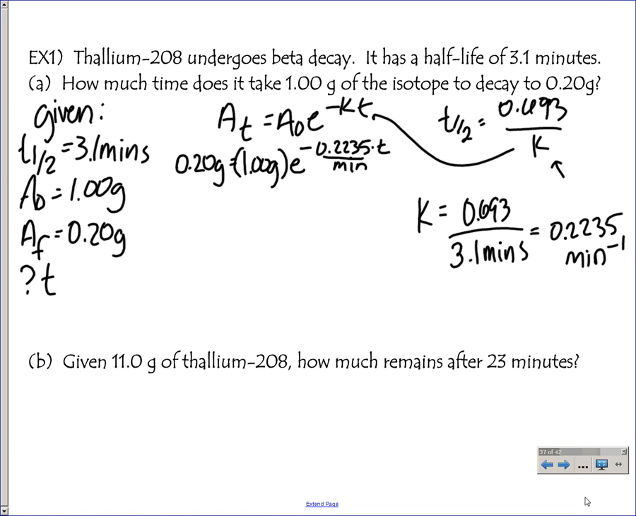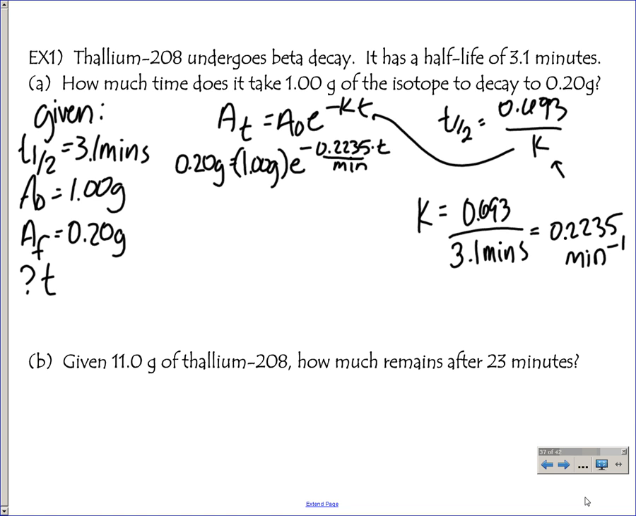I know that looks a little crowded, but make sure you know that that's the exponent of negative 0.2235 per minute times t. So I need to solve for t. The way that you do that is by natural logs, which is the opposite of the e function. So you cancel out each of these mathematical functions with each other. Whatever you do to the left side of the equation, you also do to the right side. So make sure you know the basic math of this.